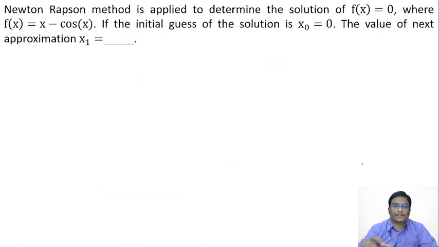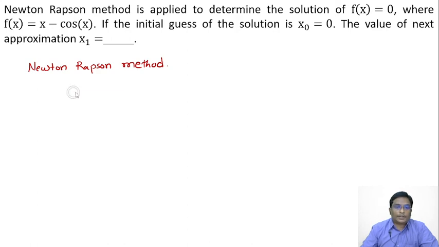Simple question from mathematics. Okay, next question. The Newton-Raphson method is applied to determine the solution of f of x equals 0, where f of x equal to x minus cos x. If the initial guess of the solution is x naught equal to 0, the value of the next approximation x1 is. Here we know Newton-Raphson's method: x1 can be written as x naught minus f of x naught divided by f dash of x naught.